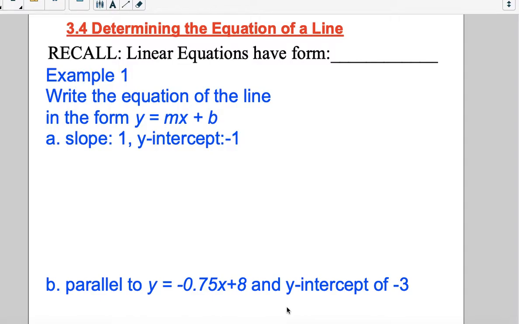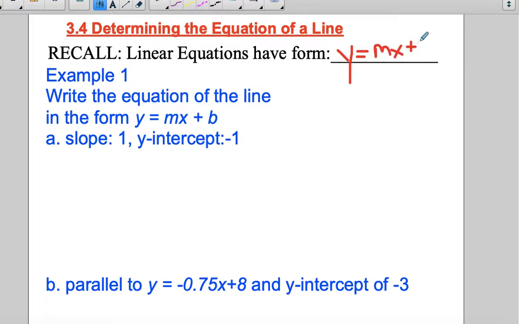At 3.4, determining the equation of a line. So if you recall, linear equations have the form y equals mx plus b. So m is our slope, b is our initial value or our y-intercept.